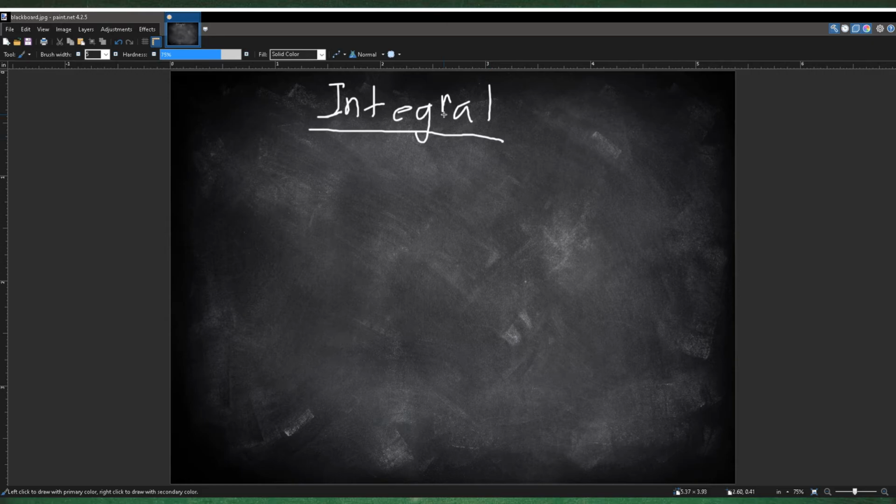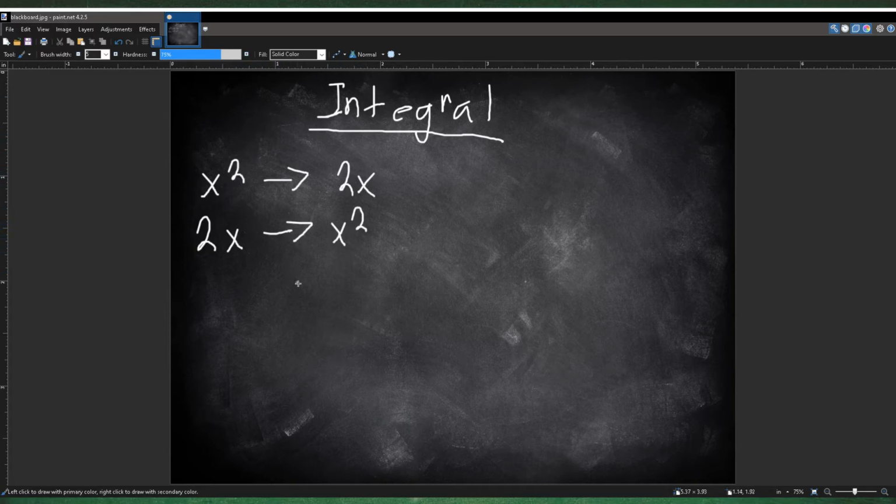Well, basically an integral is like an antiderivative. So what I mean is that if you have the original equation, let's say it's x squared, right? Then if you do the derivative of that, you get 2x. The idea of an integral would be to get from 2x back into x squared.